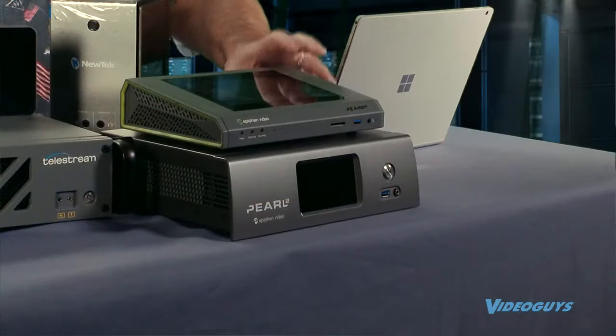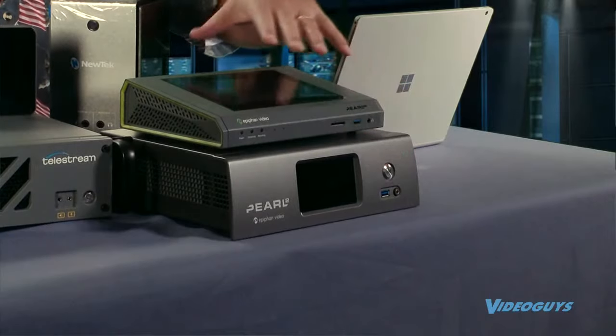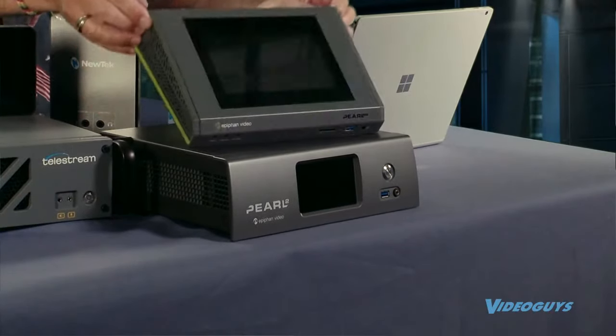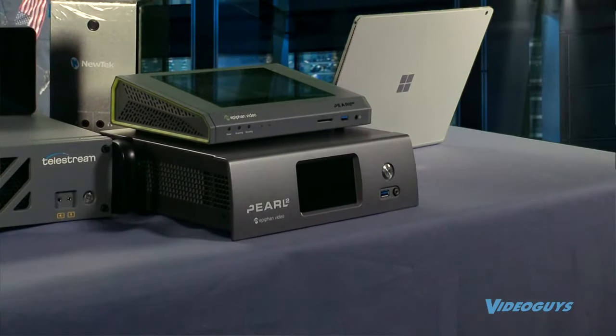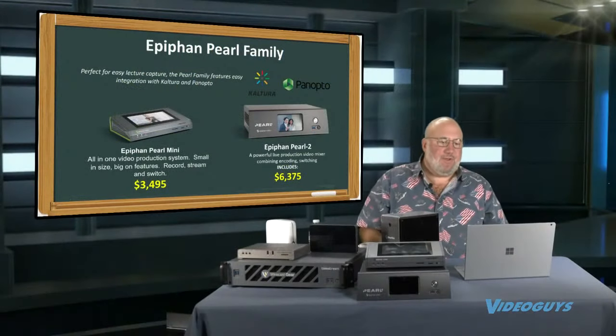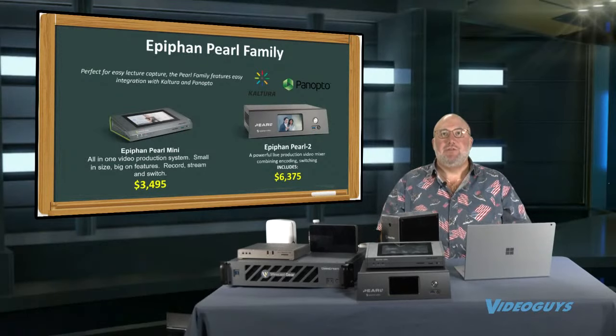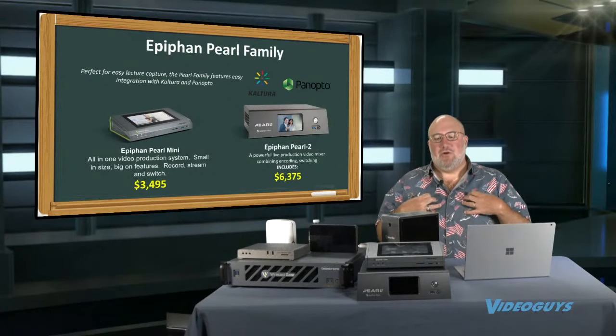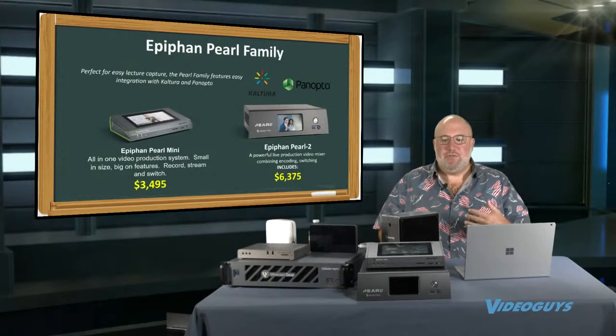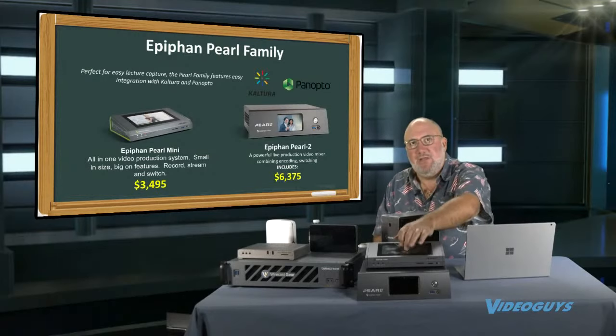What we have here is the Epiphan Pearl, the original product, and the Pearl Mini. Now, we've done several shows in depth on both these products, but what I really like about these products that separate them from other products is they're easy to use. You could set them up, and then the teacher or professor or educator can run the show themselves, which I think is really cool because it's very easy to use. With the Mini, you touch the screen on the top.